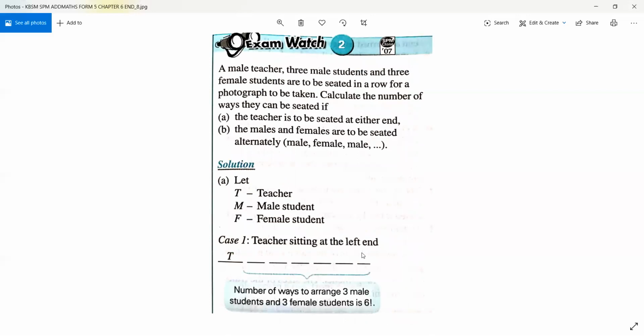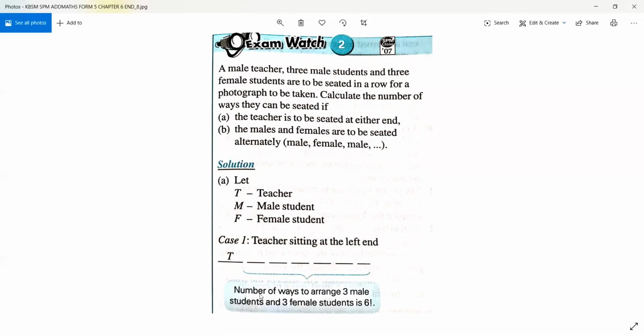So for this one, a male teacher, 3 male students and 3 female students are to be seated in a row for a photograph to be taken. Calculate the number of ways they can be seated if A, the teacher is to be seated at either end. Okay, so let T become teacher, M become male student, F become female student. So our first case, teacher sitting at the left end.